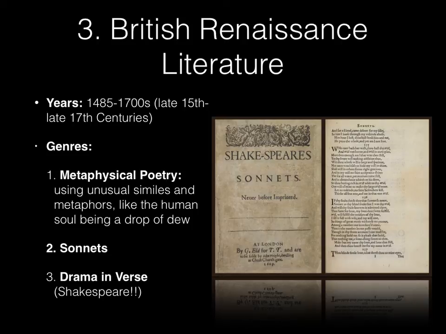We have 3 different genres that we'll pay close attention to in this unit. The first is going to be metaphysical poetry, and that is using unusual similes and metaphors in a poem. One example is like the human soul being like a drop of dew, or the human soul is like a flea, or something like that. Thinking about all of these weird things that you can compare to our humanity.